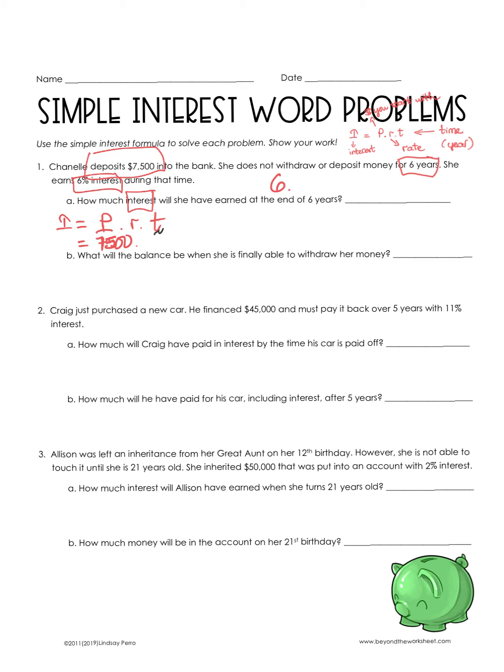So I'm going to move this to the hundredths place by moving the decimal twice. So it's going to be 0.06. Then times the time, so 6 years, so multiply with 6. Okay, so we have 7,500 multiplied with 0.06 times 6.